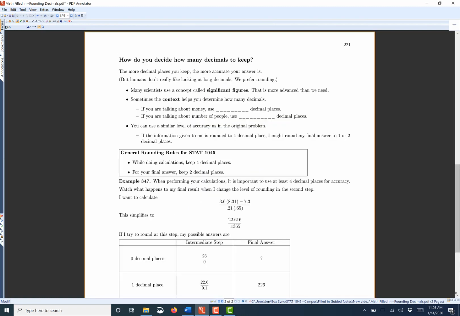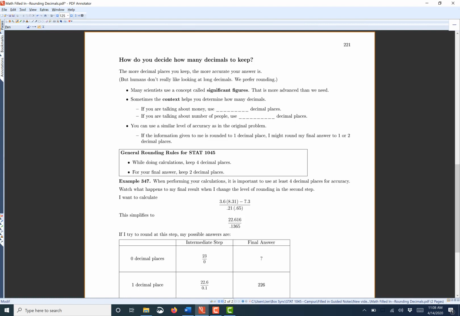So in our class, what we care about more than really rounding is how many decimals do you keep? This is a question I get all the time in all of my different statistics classes. So how do we decide? The more decimal places we keep, the more accurate our answer is. But humans don't really like looking at long decimals. Our brains don't really like it. We prefer cutting it off at 2 to 4 decimal places.